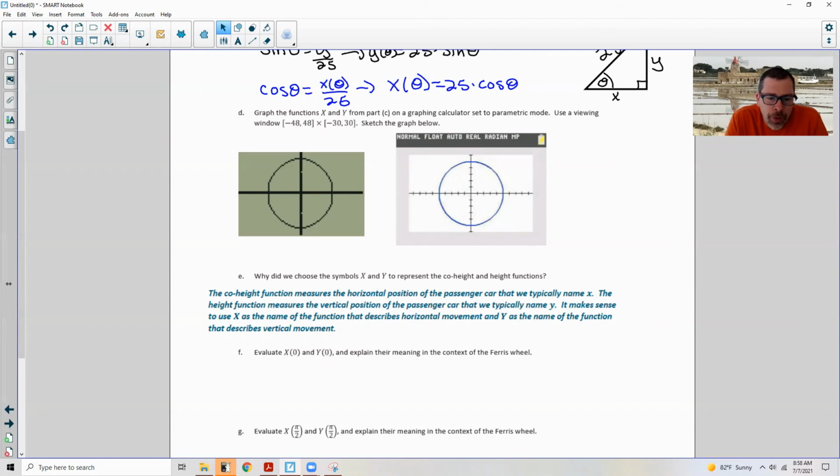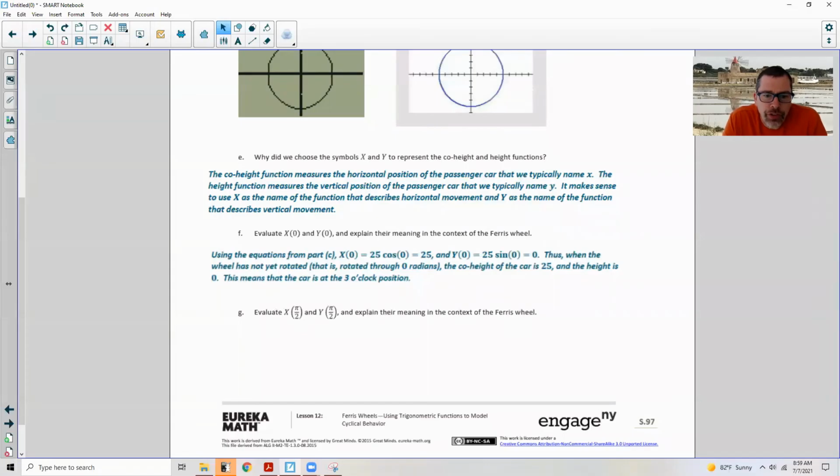Part F says to evaluate X of 0 and Y of 0 and explain their meaning in the context of the Ferris wheel. All right, so using the equation from part C, X of 0 equals 25 cosine 0 equals 25, and Y of 0 equals 25 sine of 0 equals 0. Thus, when the wheel has not yet rotated, that is, rotated through 0 radians, the coheight of the car is 25, and the height of the car is 0. This means that the car is at the 3 o'clock position.